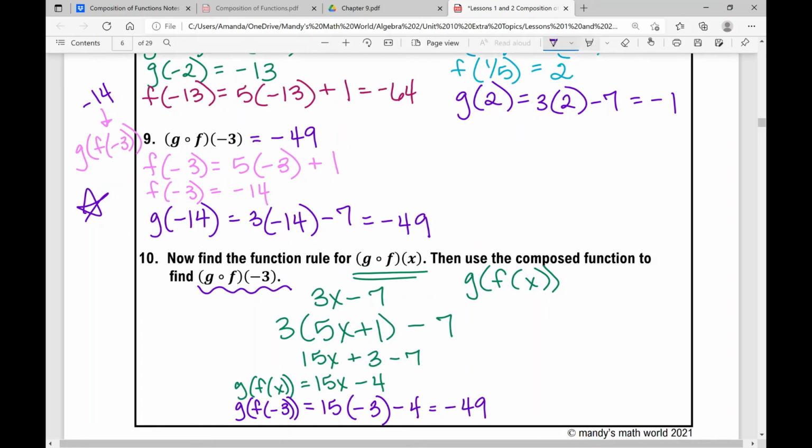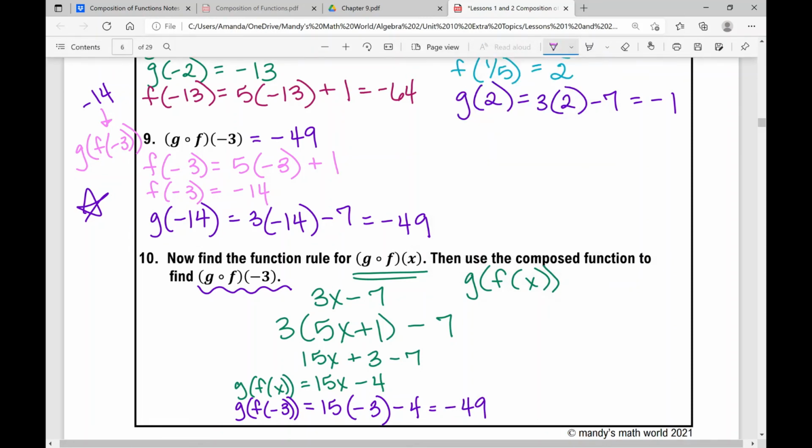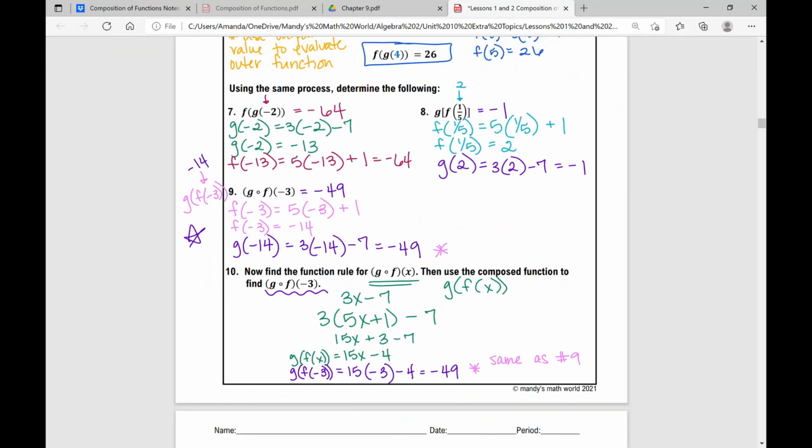And as you can see, that is the same as up here, right? So this is the same as number 9. We get the same answer, all right? But I wanted to tie those two things together. So that concludes your day 1 notes over composition of functions. All we did were linear and quadratic functions. So I hope that was helpful.